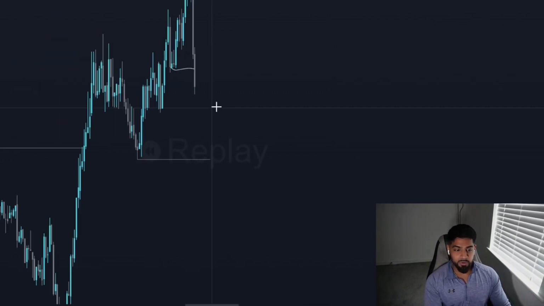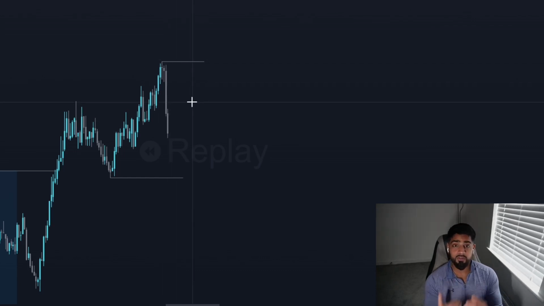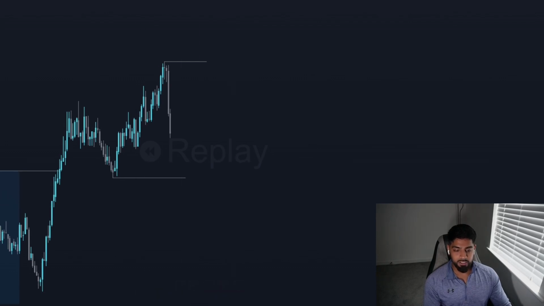So what that means is when we go up to the 5-minute, we are not going to be instantly looking to jump into this market. What we're going to do is wait for price to come and sweep that liquidity first before giving us that market structure shift. So if I now play price on, we can see that price comes down just a little bit.